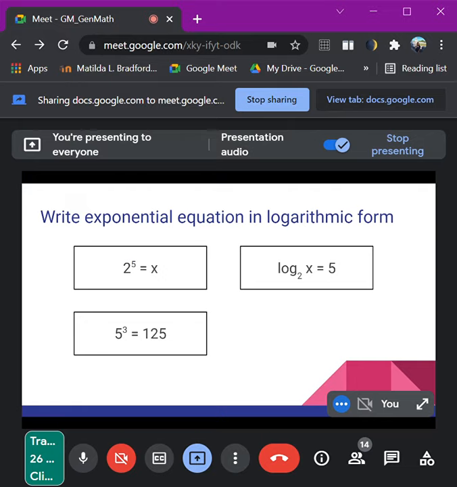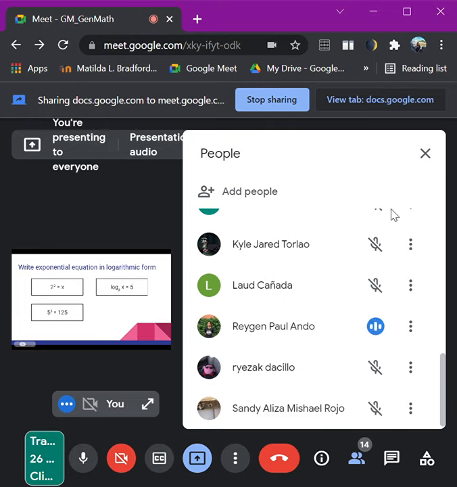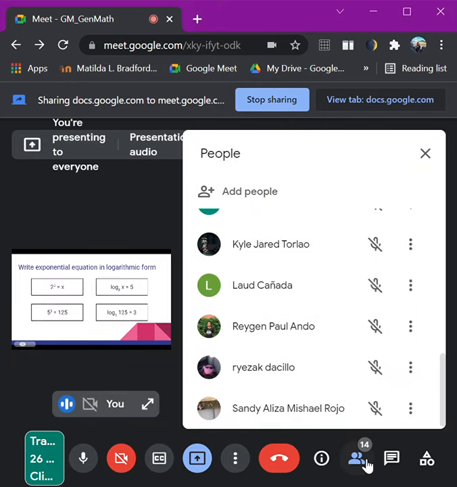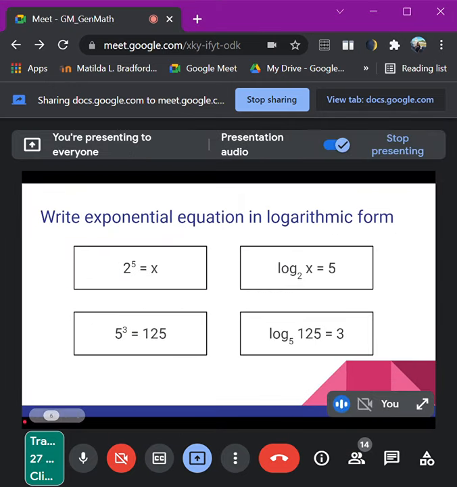Sige, who would like to answer? Sige, try, sir. You can type, or you can also just say it. Answer: the logarithm of 125 base 5 equals 3. Okay, very good. Who is that? Is that Ando? Yes, Ando. Okay, very good. So you have there the logarithm of 125 with base 5 is equal to 3. Good job.